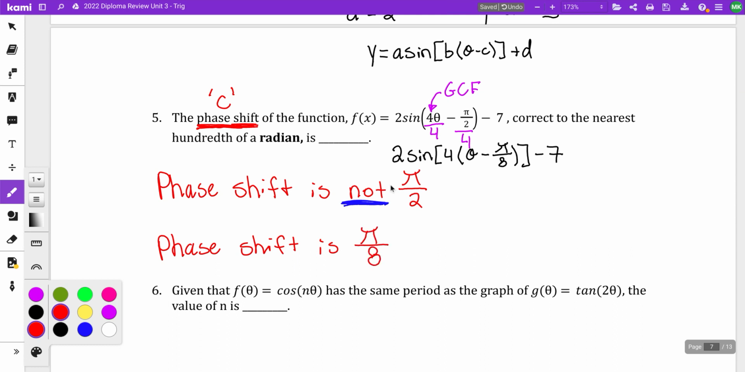It said nearest hundredth of a radian. You could calculate that if you want. It's going to be like 0.36. No, it's going to be higher than that. What was it? 3.9. Oh, I was close. That's pretty good. Feeling good? That factoring of the b value, we do that for all of our transformation questions. All of them.